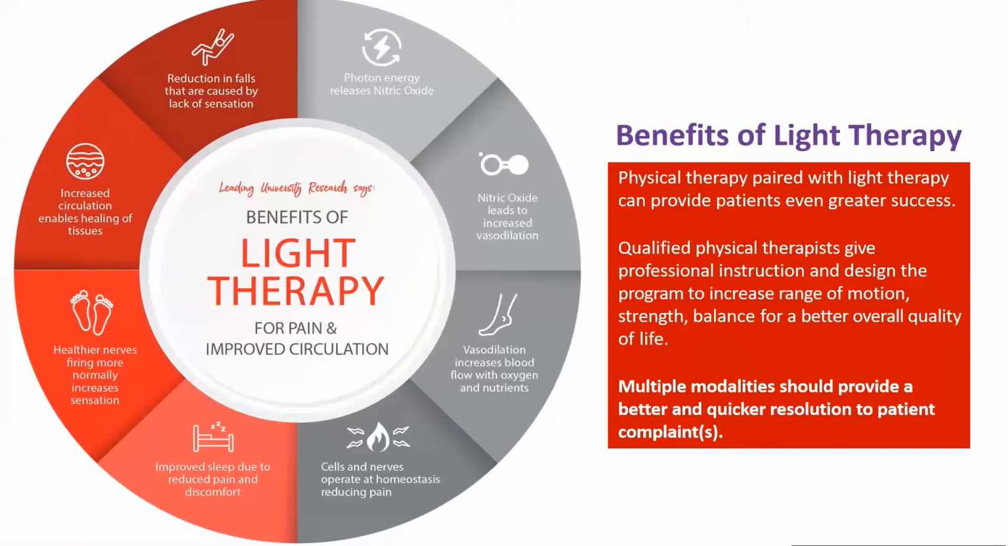The infographic on the left, the wheel, is a nice representation to talk to patients about. You start up at the top at 12 o'clock. The photon energy comes into the body. It releases nitric oxide. That nitric oxide is going to lead to the increased vasodilation. Vasodilation increases the blood flow, oxygen, and nutrients, pulling out the waste products more quickly. As we get down towards 6 o'clock, the cells and nerves are going to operate much closer to homeostasis.